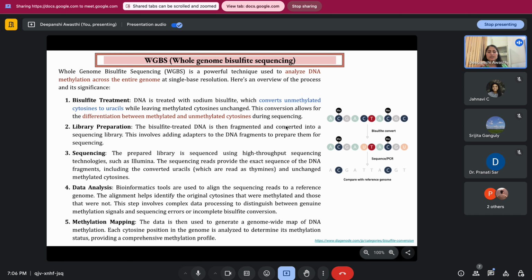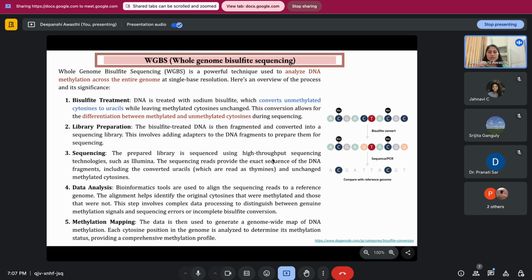Library preparation is done by fragmenting those bisulfite treated DNA, and then you can attach the adapters. You can go for PCR to increase the number of sequences, so that in the end if you sequence it, you have more number of reads. For that you can go for the amplification.